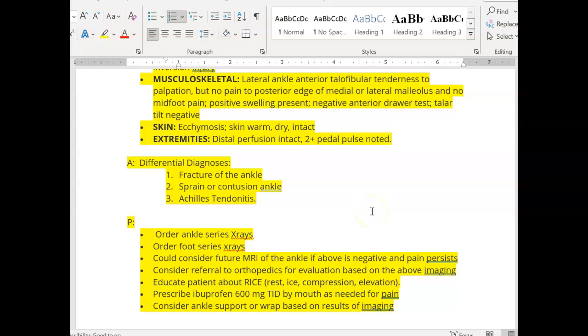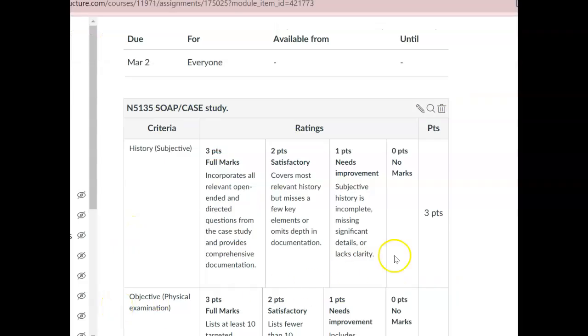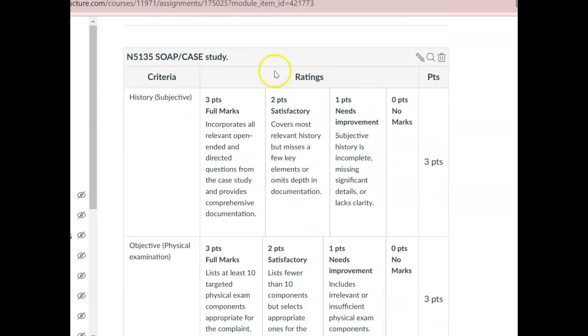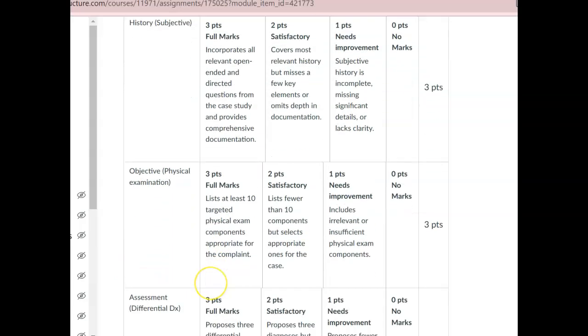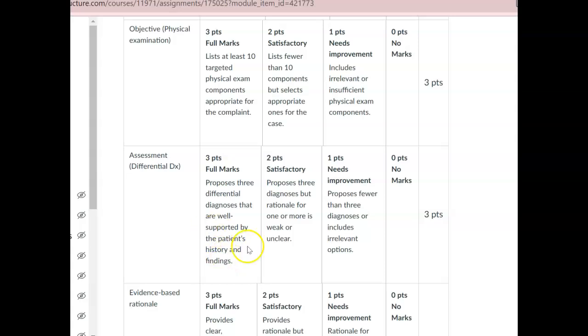So this is an example of how you're going to do your SOAP notes in your case studies. There's a rubric attached to every case study, okay? And this is how you're graded. The subjective, whether or not you're able to do that. Your objective, right? Were you able to list the 10 targeted physical exam components? Your differentials, did you come up with 3 that are supported and written well?